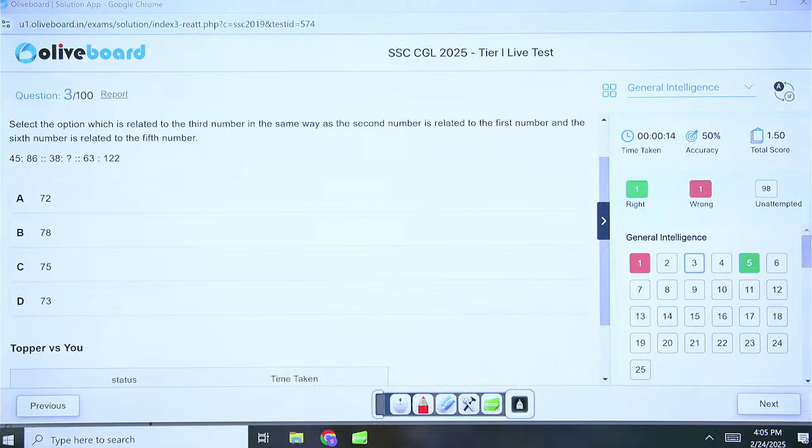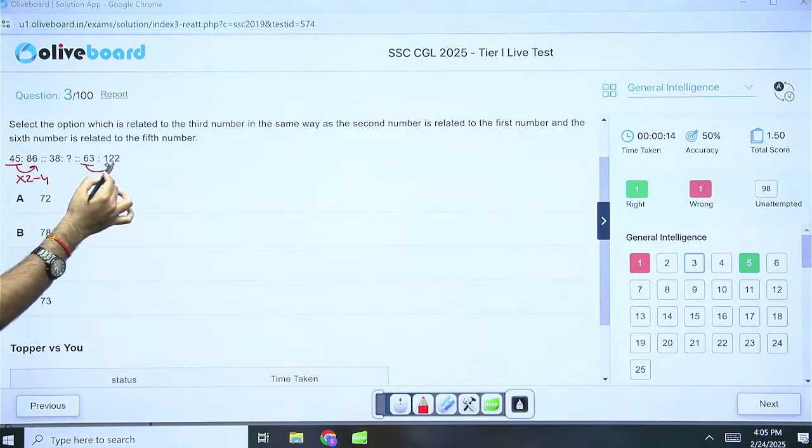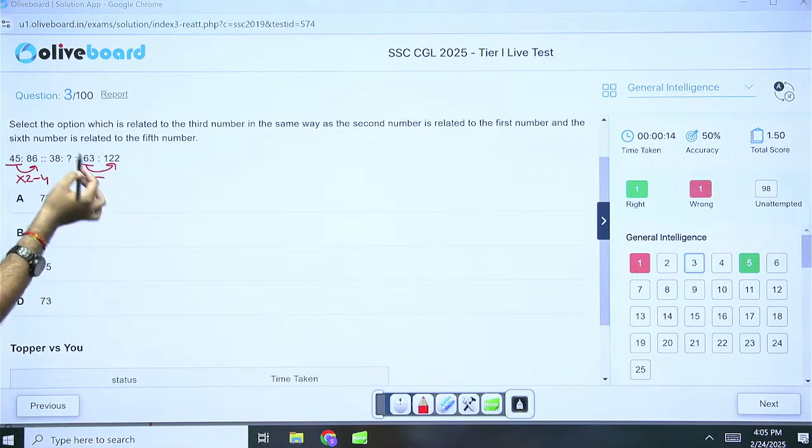What is happening here? So again, if you see 45 multiplied by 2 is 90, and you subtract 4, multiplied by 2 minus 4. Check it here. 63 into 2 is 126, minus 4 is 122. So it's very easy. So 38 into 2 minus 4 will give you your answer. 38 into 2 is 76. 76 minus 4 is 72. Option A becomes my correct answer.